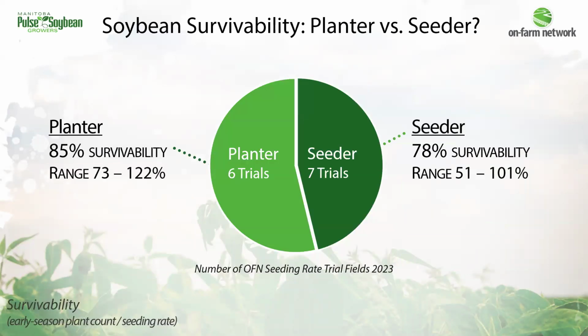One question that often comes to mind regarding soybean survivability is equipment playing a role in how many plants are established. Air seeders are expected to be a little harder on the seed. On average, we're seeing 85% survivability with a planter and 78% survivability with an air seeder. So the planter had a small edge over the air seeder for survivability, but the gap was not large.